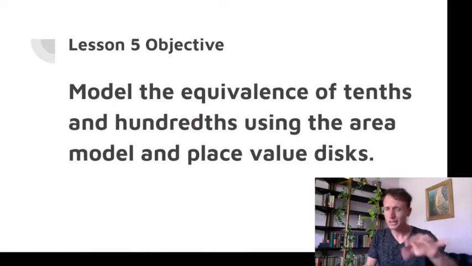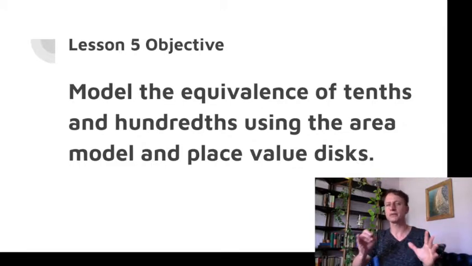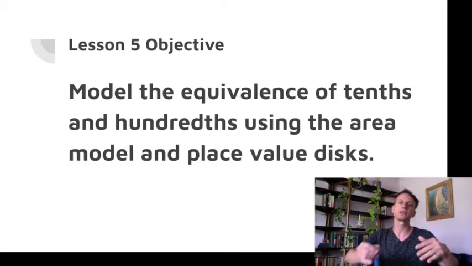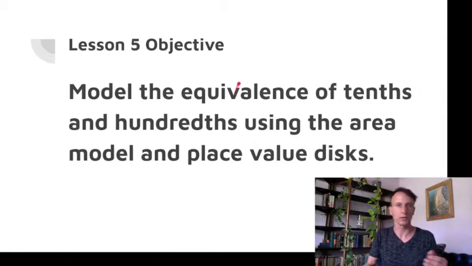We've done tenths, we've done hundredths, and now we're just going to hang there a minute and make sure we get this before we move on to anything really new. So let's think now about tenths and hundredths, which we've already touched on, and let's look at area models and place value discs, and make sure we're totally copacetic before we take the next step. So we'll be modeling out tenths and hundredths with area models and place value discs.